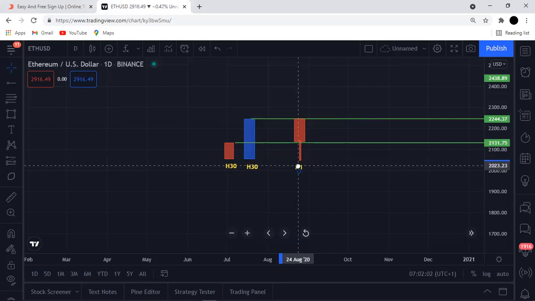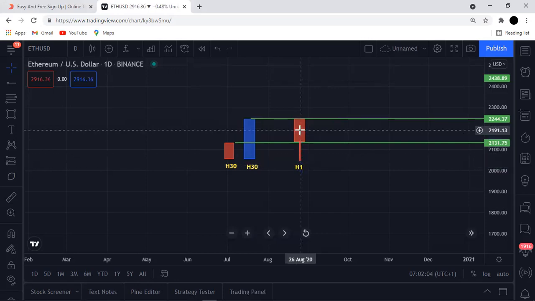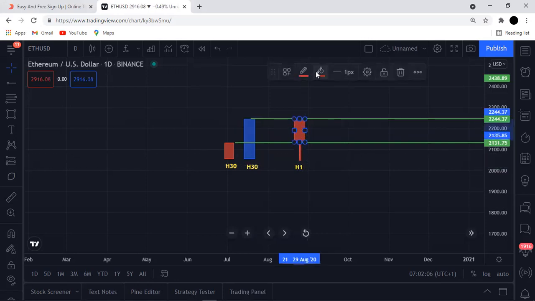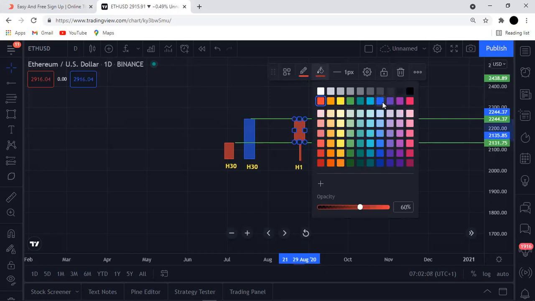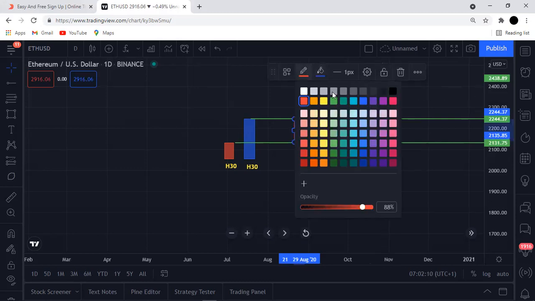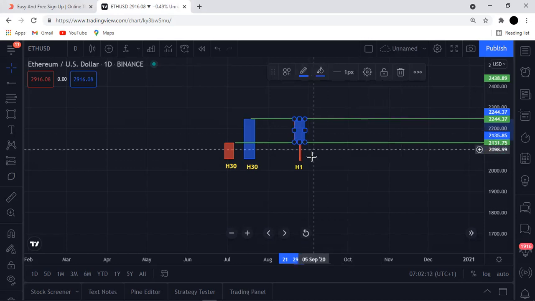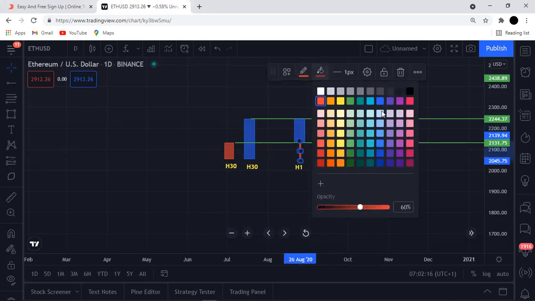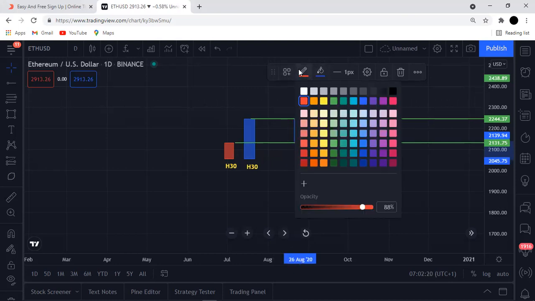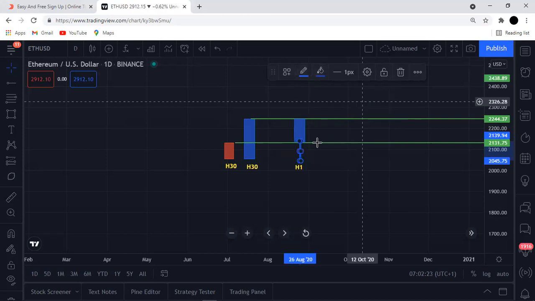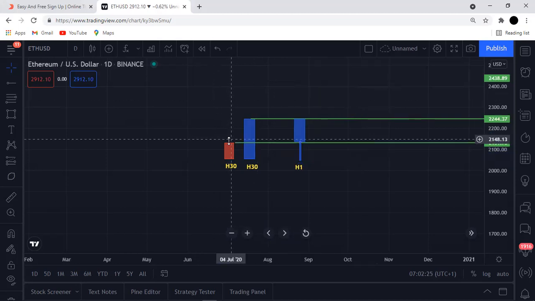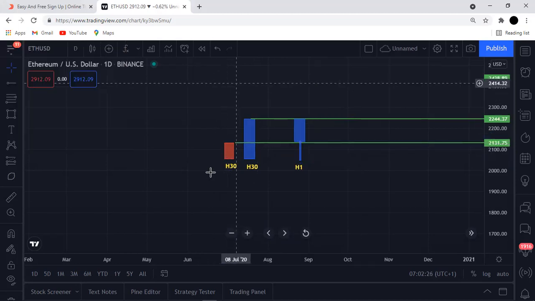This would be H1. But with a blue, since it's engulfing the previous one, this should be blue. Or even whichever color it pops up, depending on the previous 1 hour candle. But once you spot a bullish engulfing candle, this is the 30 minutes.